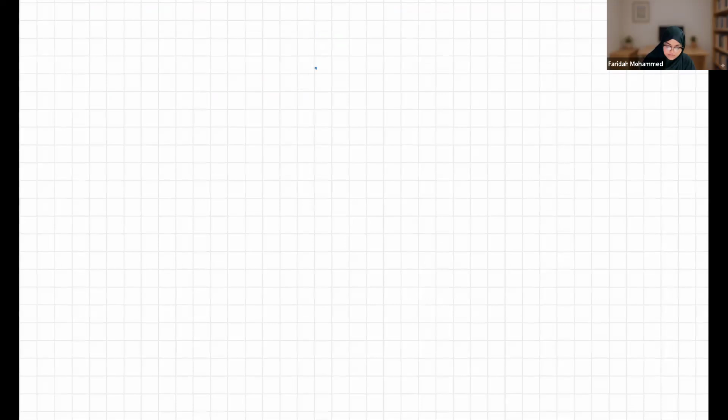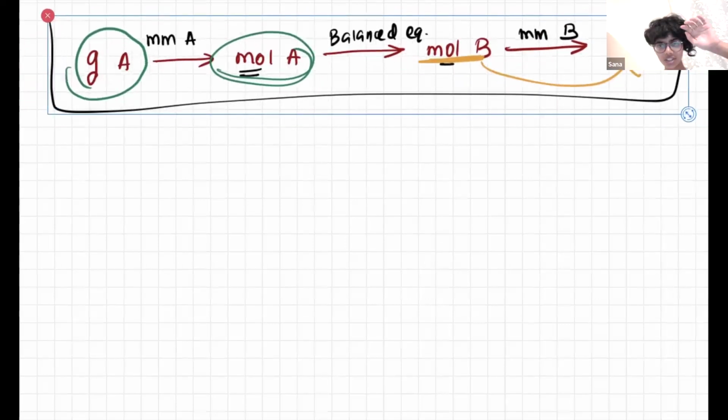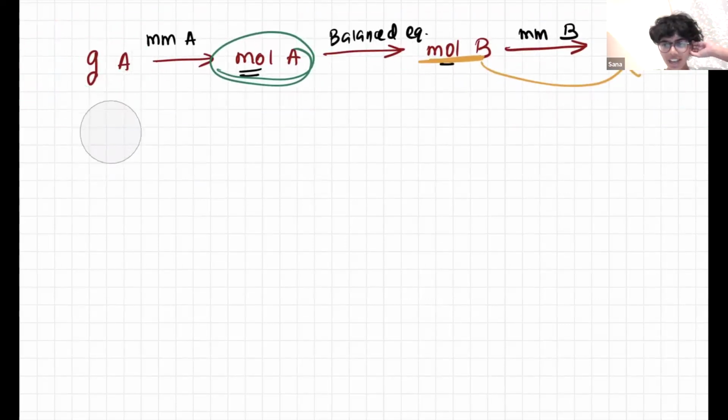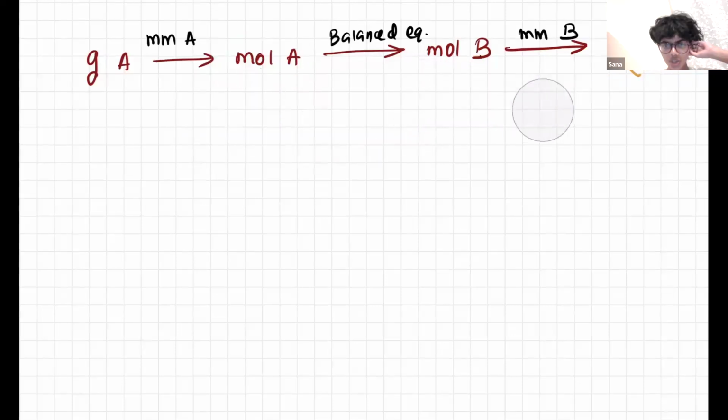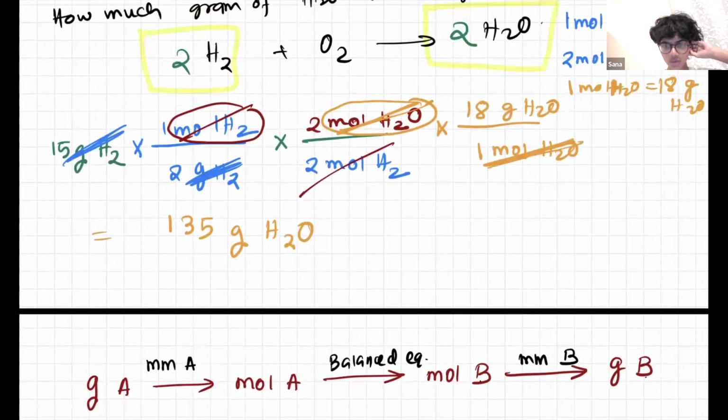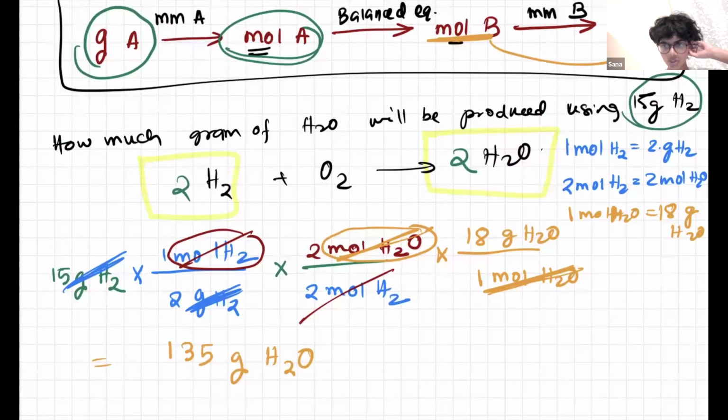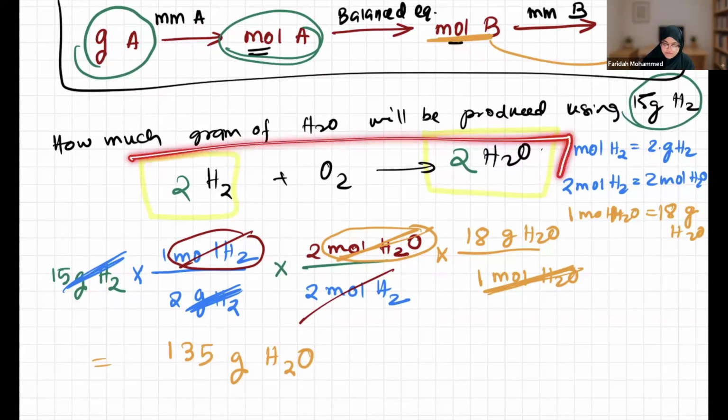Sorry, I have one question on the previous one. Yes. I didn't really get why 2 moles of H2O was set equal to 2 moles of H2. Okay, that's a good question because we use the balanced equation.